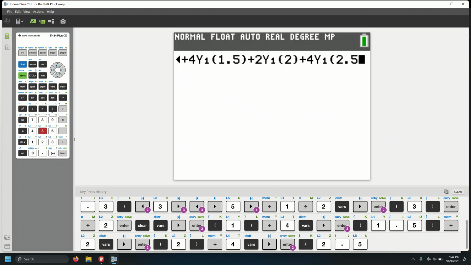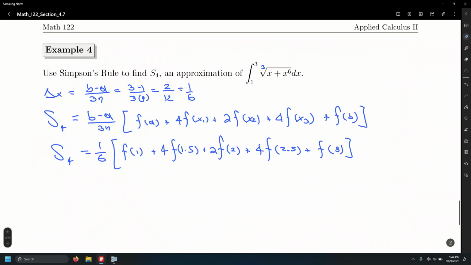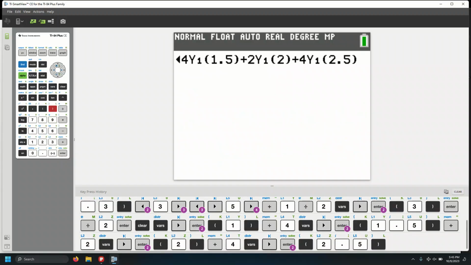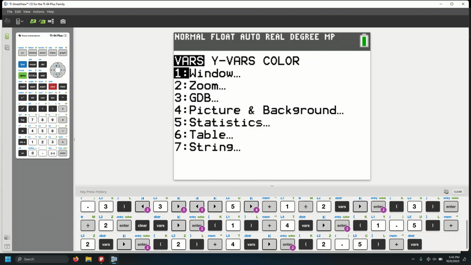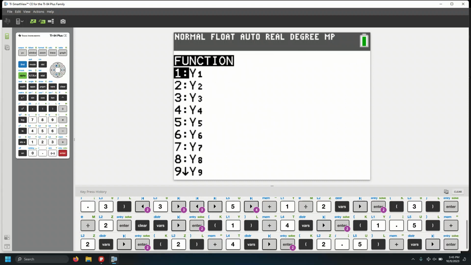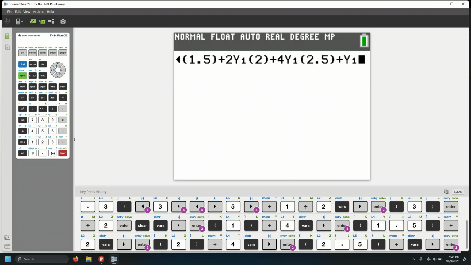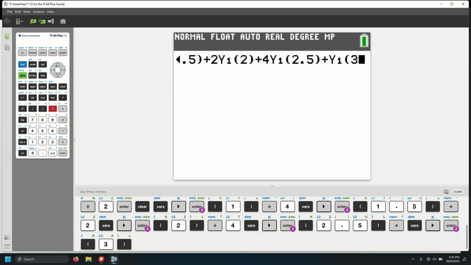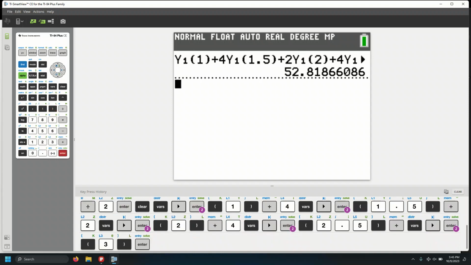it at 2.5. And again, go back to the paper, go back to the notes to check that we are about to evaluate the very last result, which is f of b, which in this case is f of 3. So plus VARS, Y-VARS, Function, Y1, open parentheses to evaluate it at 3. Close parentheses and simply click enter.